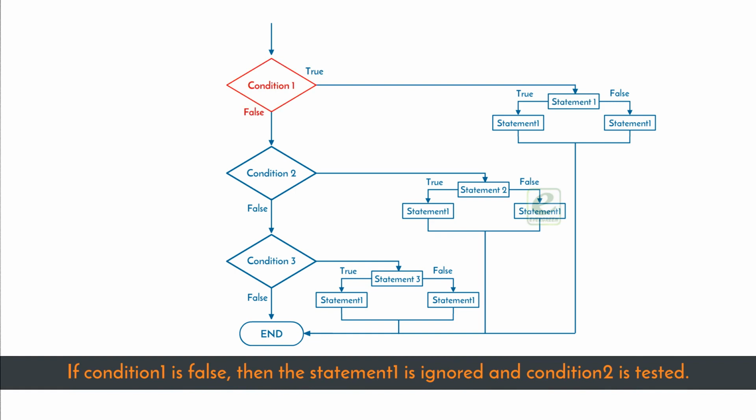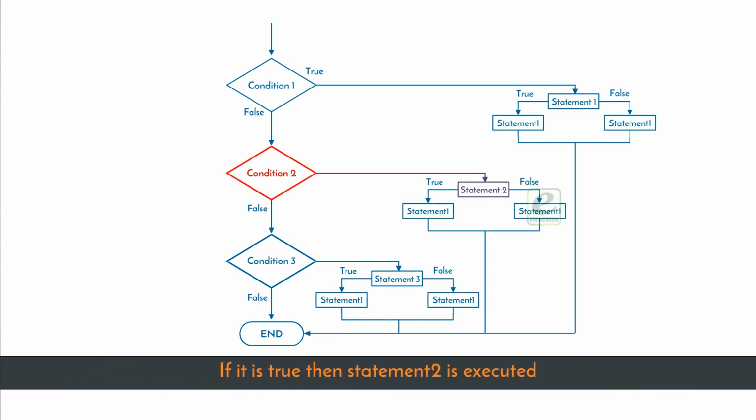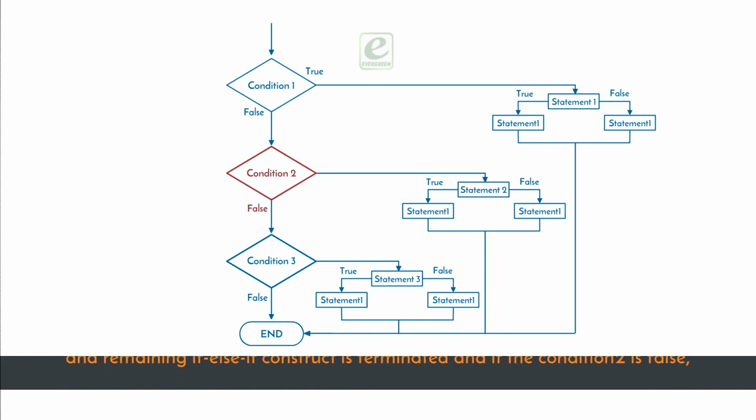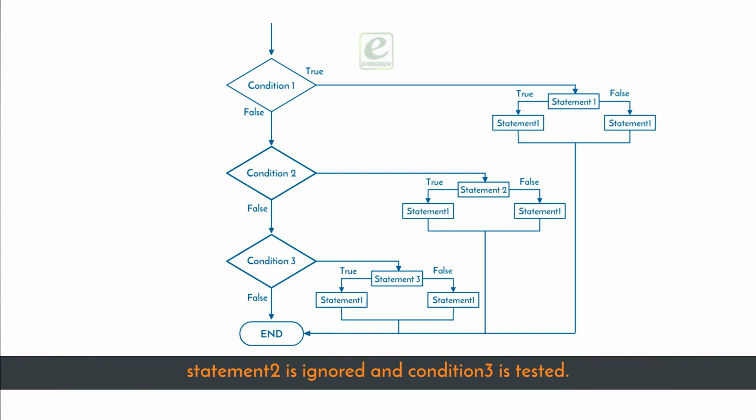If condition 1 is false, then statement 1 is ignored and condition 2 is tested. If it is true, then statement 2 is executed, and the remaining if-else-if construct is terminated. And if condition 2 is false, statement 2 is ignored and condition 3 is tested. This process continues in this way.